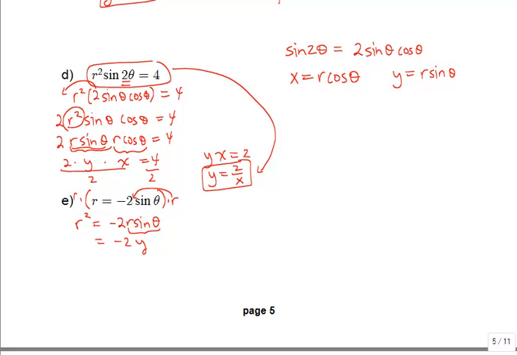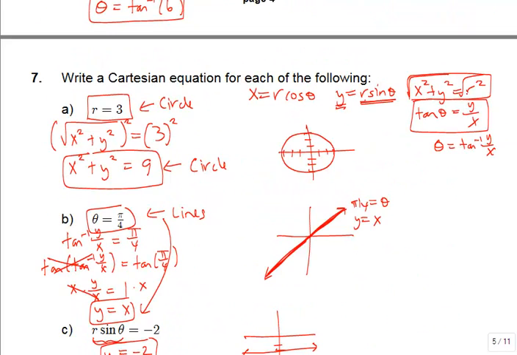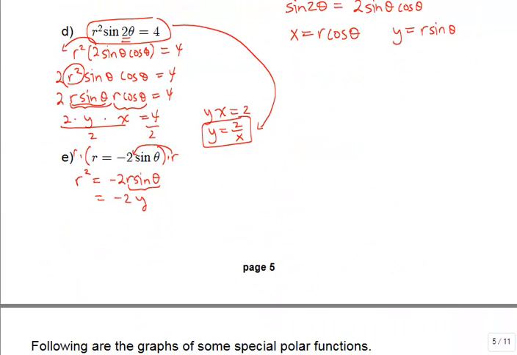Now what can I do with that r squared? Well, remember up here what r squared is? r squared is just x squared plus y squared, and it comes from that hypotenuse in that Pythagorean theorem. So I'm going to replace this r squared with x squared plus y squared. Now I'm going to get a 0 and move this 2y over to the left side so it becomes positive.